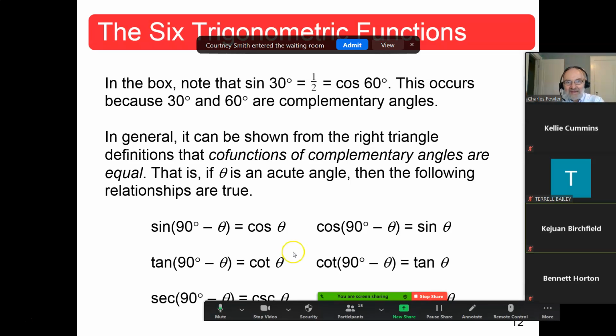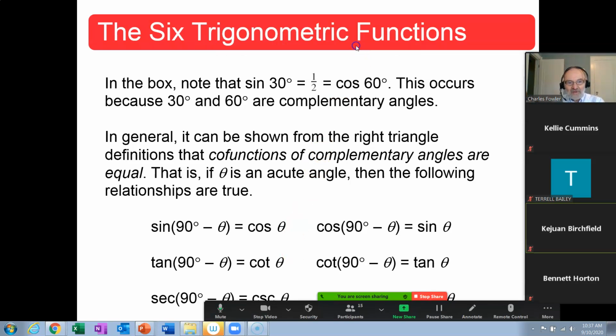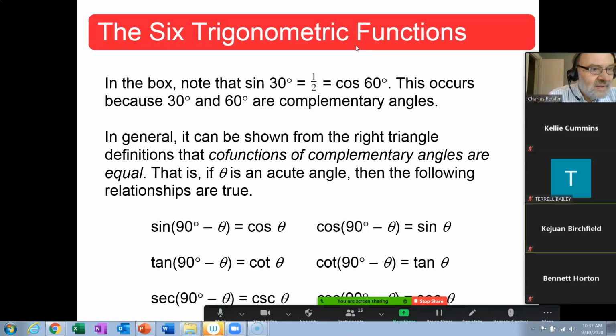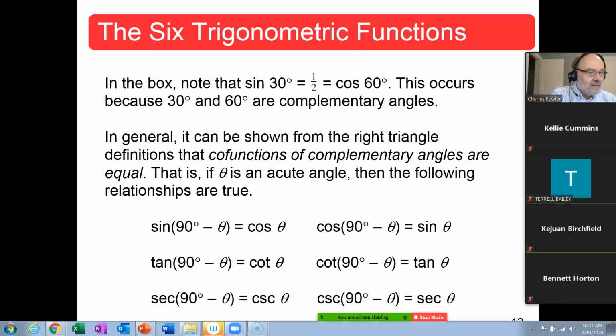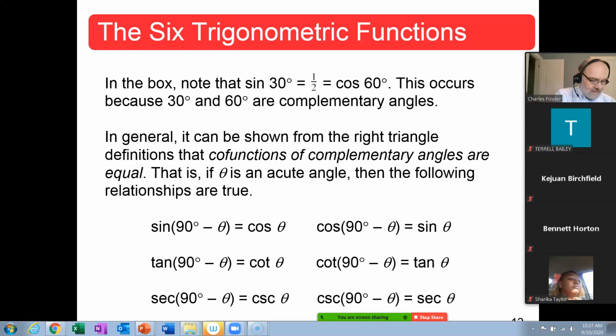And here's Courtney. I think he was already here. He must have either had to go or got bumped out and has come back. Yep, already have him here. Good deal. Welcome back, Courtney. Okay.